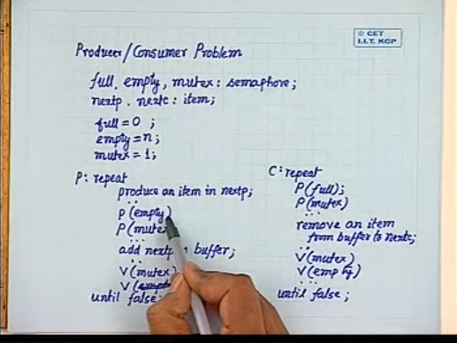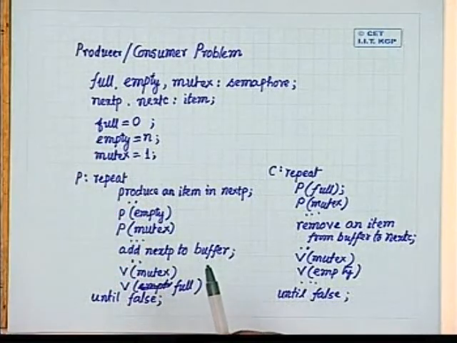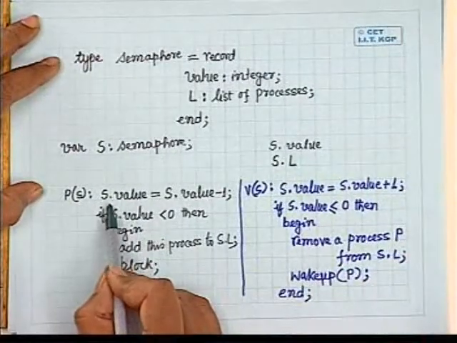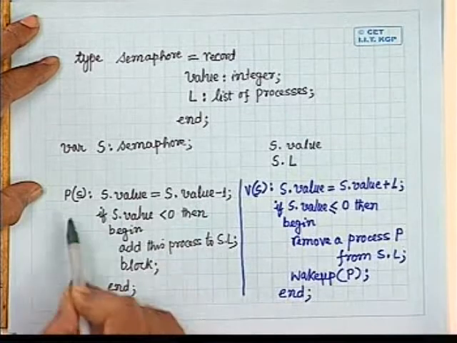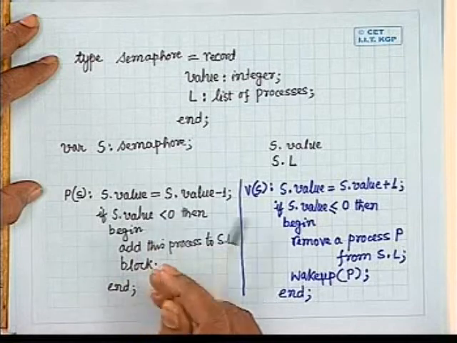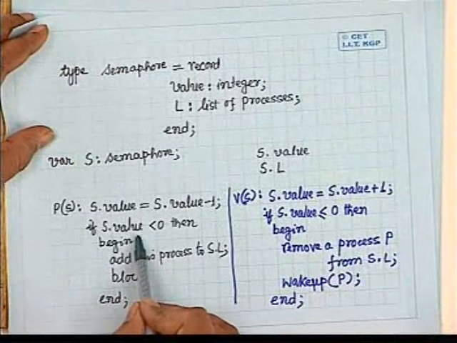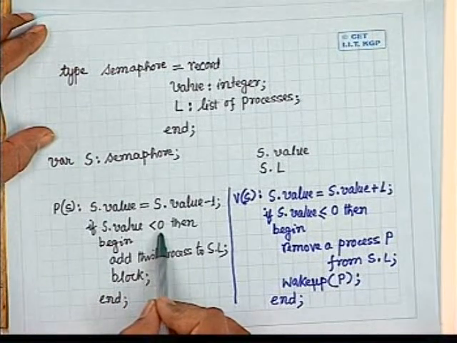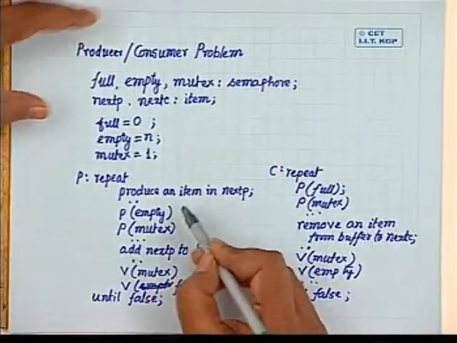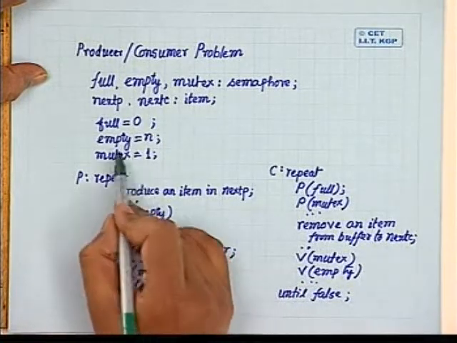Because of this P(empty) operation, whenever this P(empty) operation is successful, every time the value of the semaphore variable empty will be decremented by 1. So you find that in case of a semaphore variable, every P operation on the semaphore variable decrements the value of the semaphore variable by 1. Okay. And after decrementation, if it finds that the value is less than 0, in that case, the process will be blocked.